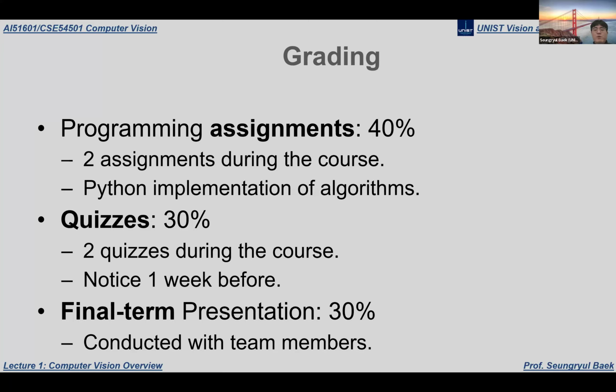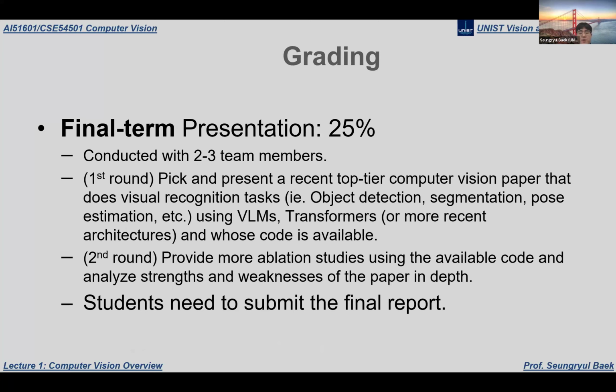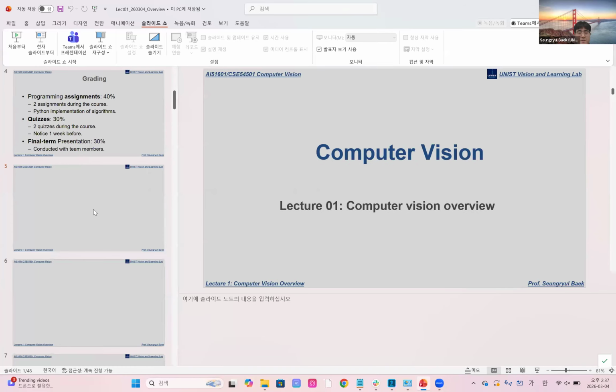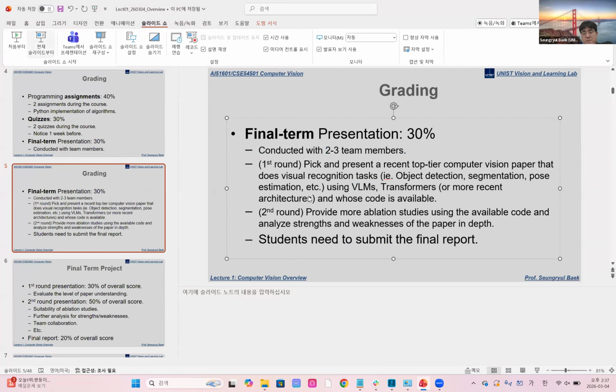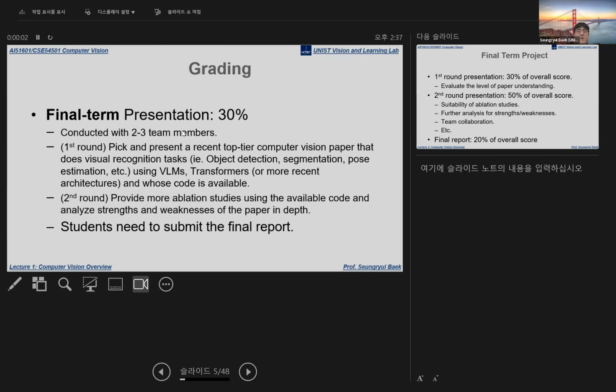And we will also do the final term presentation, and that will count for 30%. This is actually the team project. I'm expecting we can gather three team members together. Sorry, not 25%, this is 30%. So there will be two or three team members.